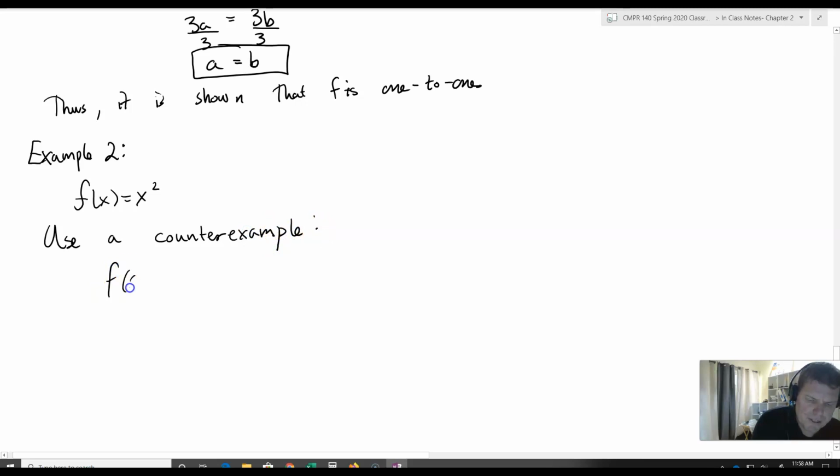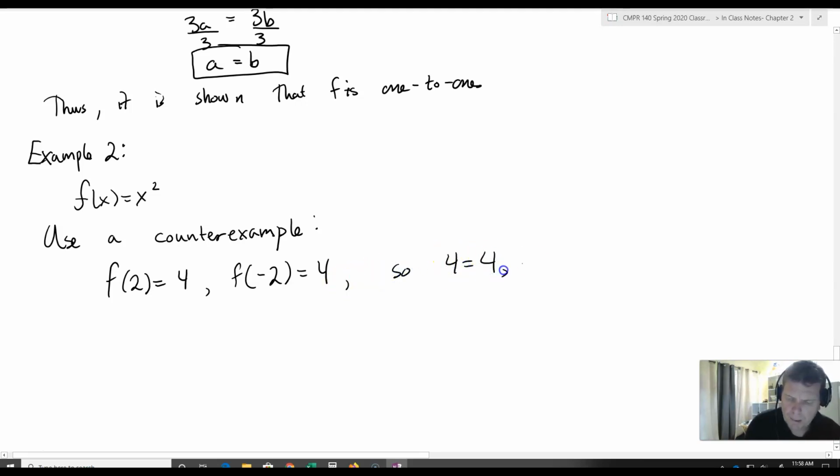So, f of 2 equals 4. f of negative 2 equals 4. Because f of 2 equals 2 squared, which is 4, and f of negative 2 equals 4. So, 4 equals 4, but 2 does not equal negative 2. Thus, f is not one-to-one.